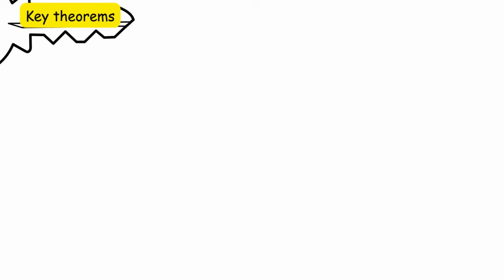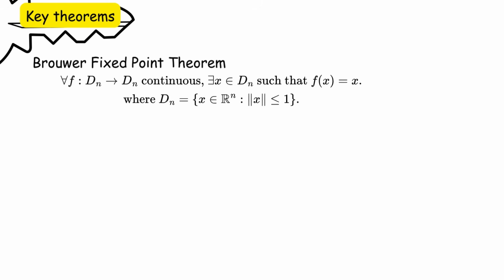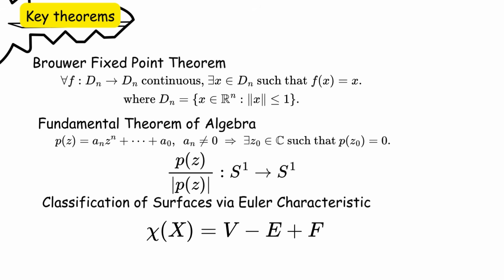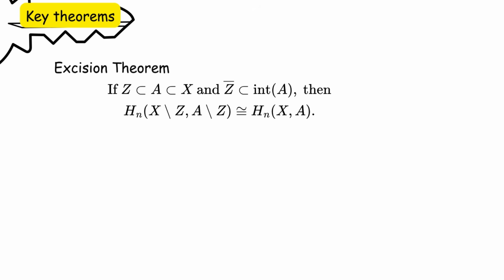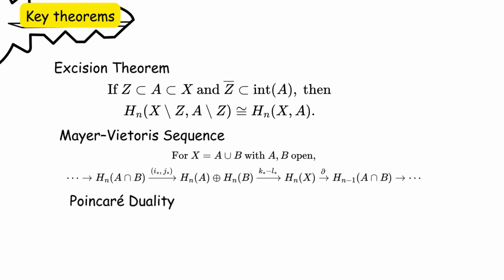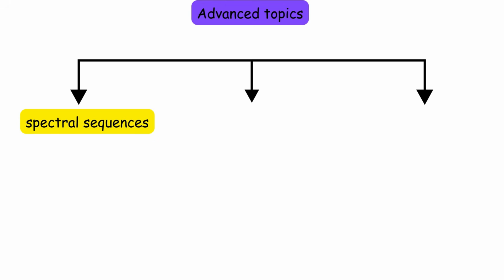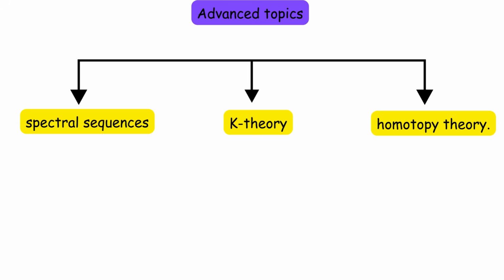Key theorems include the Brouwer fixed-point theorem, the fundamental theorem of algebra proven topologically, the classification of surfaces through Euler characteristic, excision and Mayer-Vietoris sequences, and Poincaré duality for manifolds. Advanced topics include spectral sequences, K-theory, and homotopy theory.